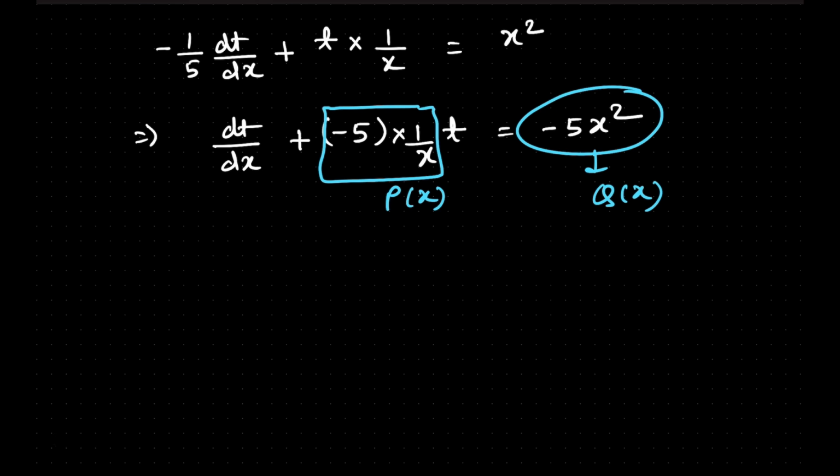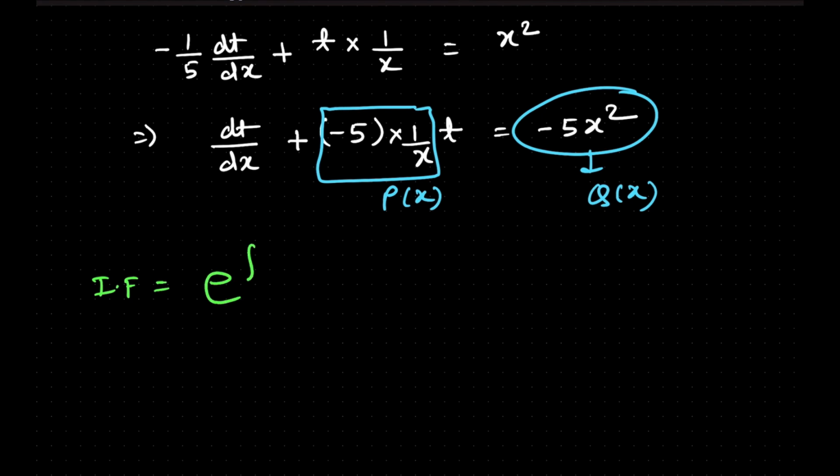So first let's find the integrating factor. The integrating factor will be e to the power of the integration of the P(x) term, which is -5 by x dx. We have to integrate this. So you will get e to the power of -5 will come outside, integration of 1 by x into dx.